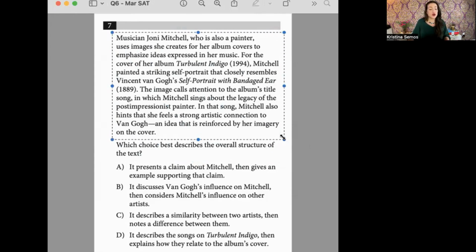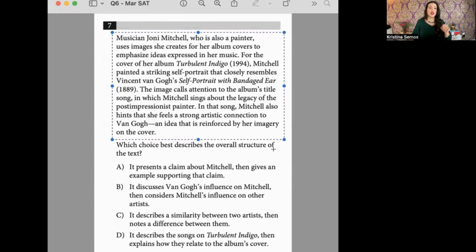Musician Joni Mitchell, who is also a painter, uses images she creates for her album covers to emphasize ideas expressed in her music. For the cover of her album Turbulent Indigo in 1994, Mitchell painted a striking self-portrait that closely resembles Vincent van Gogh's Self-Portrait with Bandaged Ear from 1889. The image calls attention to the album's title song, in which Mitchell sings about the legacy of the post-impressionist painter. In that song, Mitchell also hints that she feels a strong artistic connection to Van Gogh, an idea that is reinforced by her imagery on the cover.